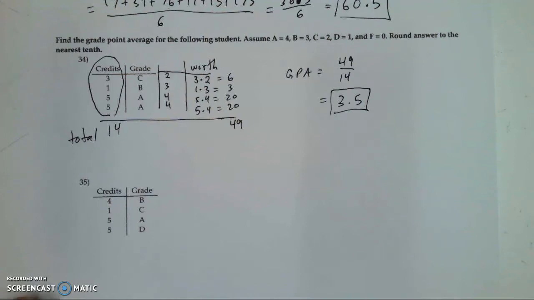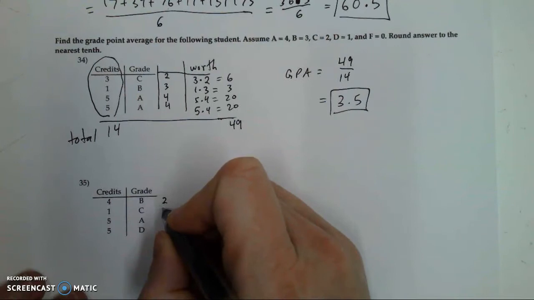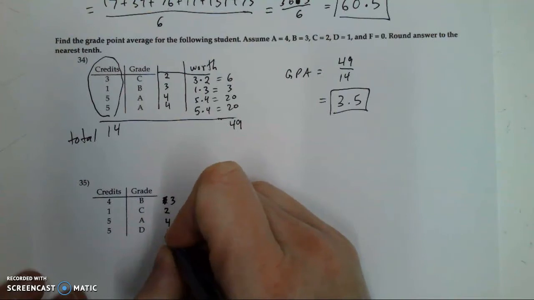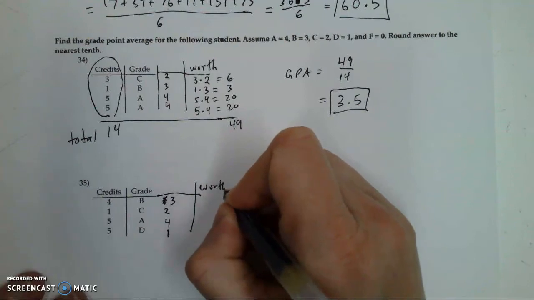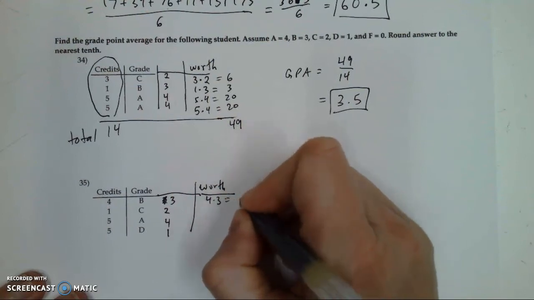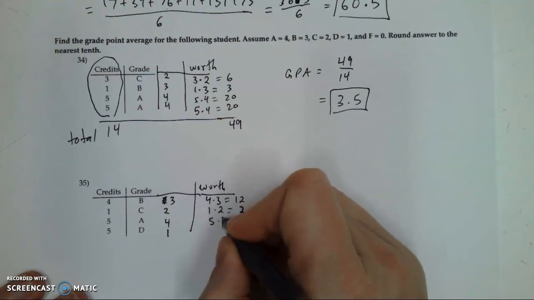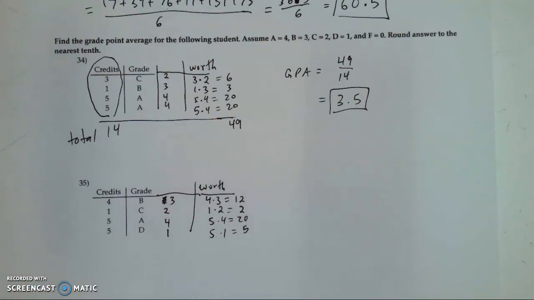Let's do another example for that. So again, this B is worth 3, the C is worth 2, that A is worth 4, and the D is worth 1. So again, I'm going to make my little worth column here where I multiply. So 4 times 3 is 12, 1 times 2 is 2, 5 times 4 is 20, and 5 times 1 is 5. And again, I set it up like that. Again, we take the credit hour times what the grade is worth.